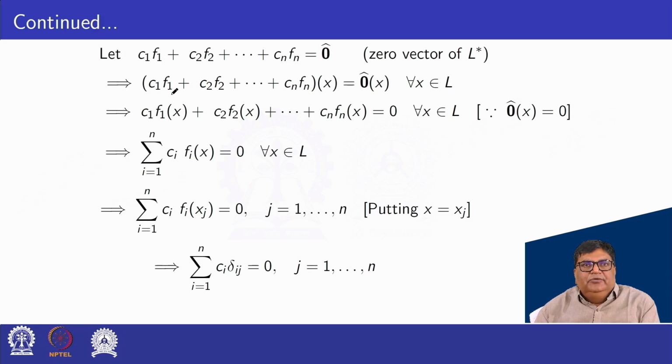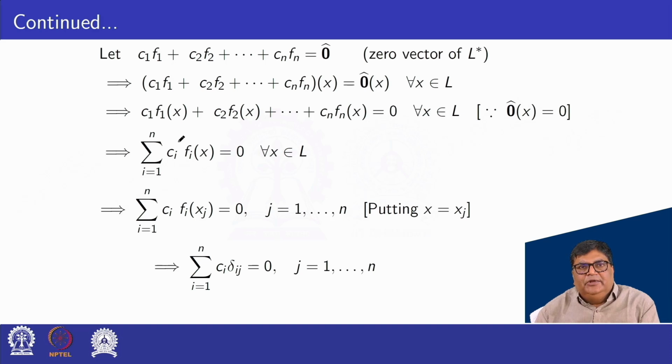Let c1 f1 plus c2 f2 plus and so on cn fn is equal to 0. Here 0 means the zero vector of L star. This implies that (c1 f1 plus c2 f2 plus and so on cn fn)(x) is equal to 0(x). So this can be written as c1 f1(x) plus c2 f2(x) plus and so on cn fn(x) equal to 0.